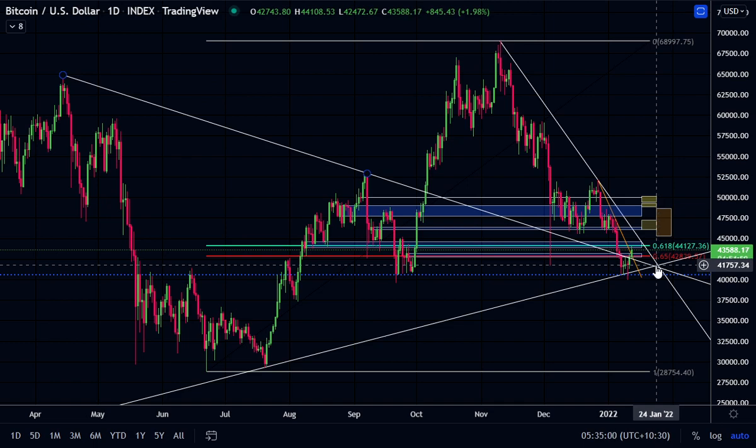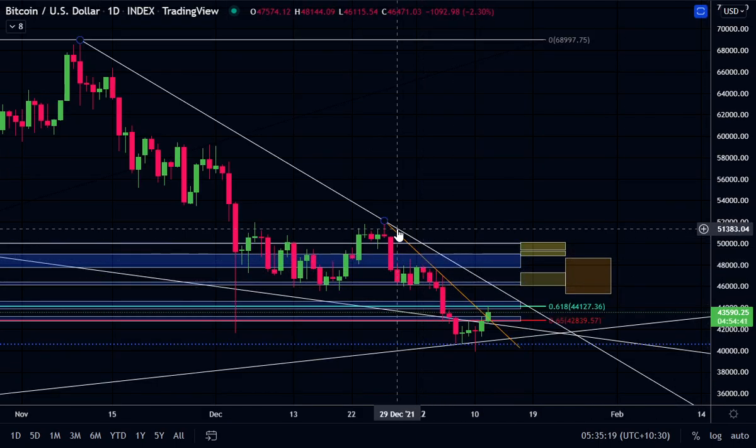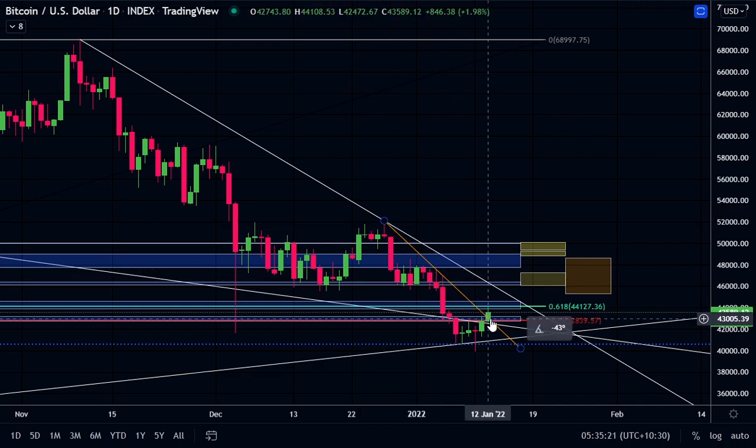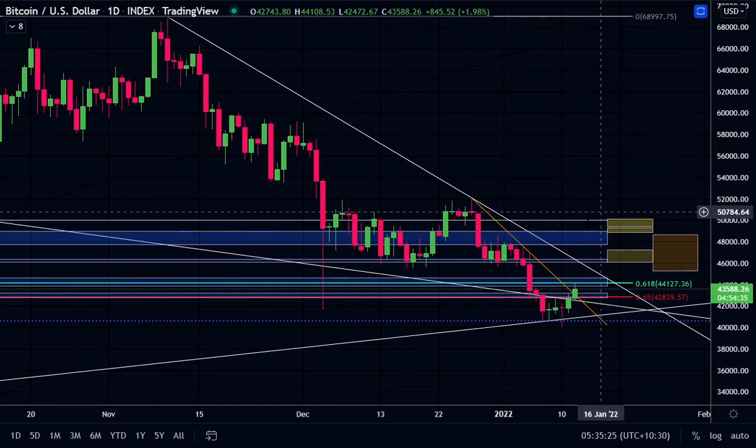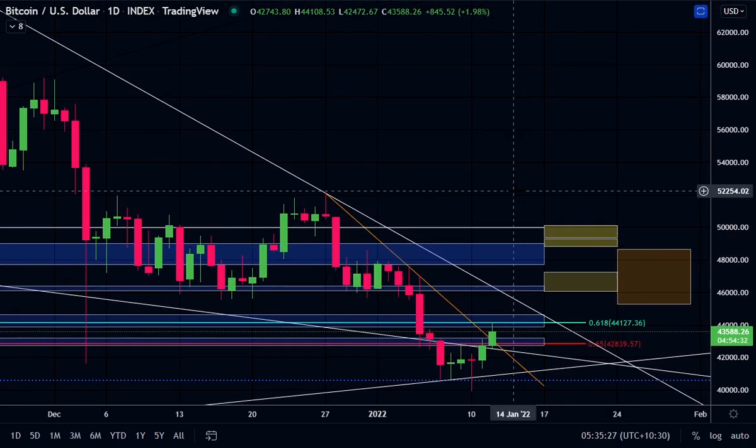This is around the 24th, 25th of January, and at around a price of 41,900. We can see we have broken this orange trend line here, just connecting the tops. So that is a good sign for the bulls. We haven't closed this daily candle yet though.